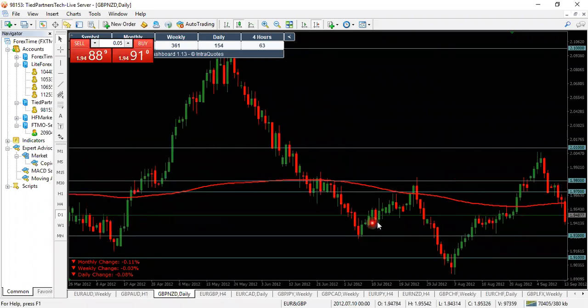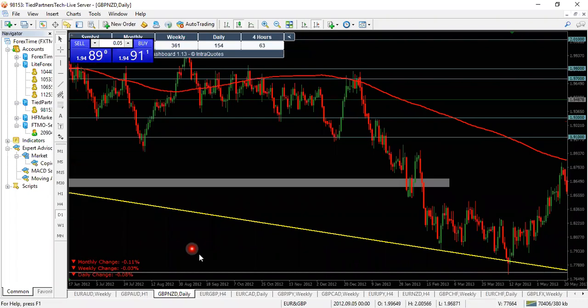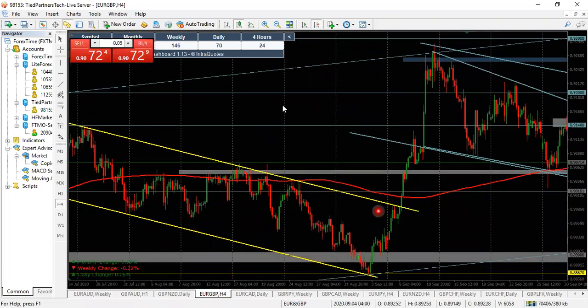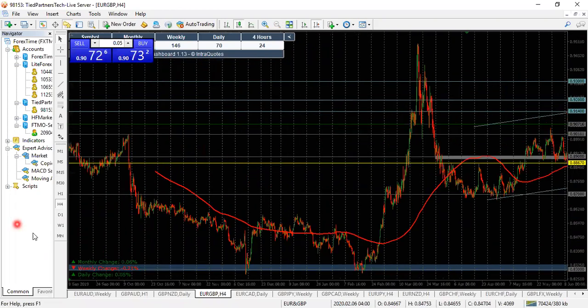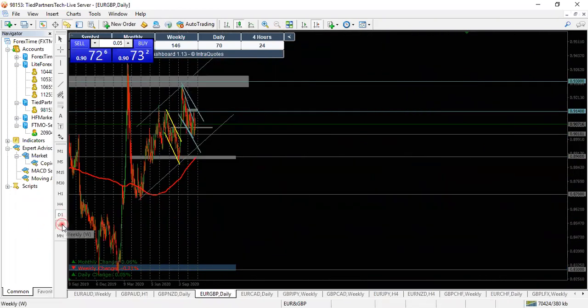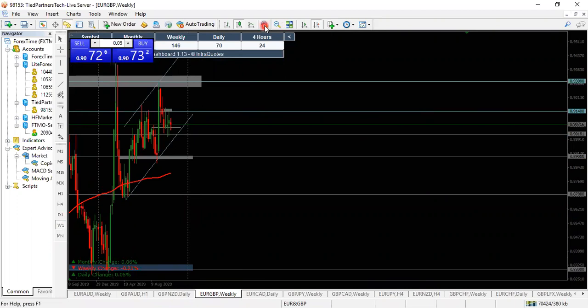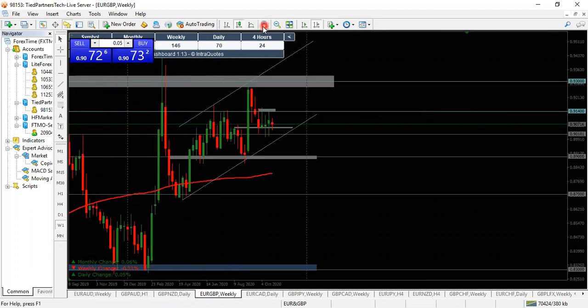All right, so let's just, okay, let's just see another example. Go to a different chart. I think we'll just do the euro GBP. All right, euro GBP at the moment. Okay, at the moment we are in some sort of indecision.